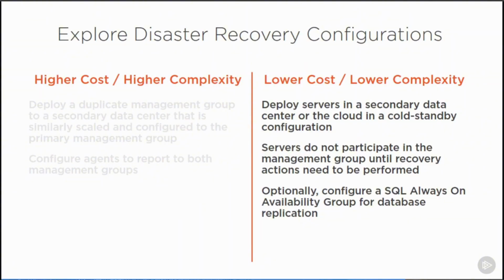Optionally, if you want to decrease your RPO and RTO, one way in which you can do that is to have a certain number of servers, just your SQL servers, actively participating with the primary site. For this, you could configure a SQL Always On availability group to provide database replication for the database content there in your primary site. So you have a couple of additional options here that are lower cost and lower complexity. There's still a recovery involved, installing that software and bringing it online after the disaster occurs.